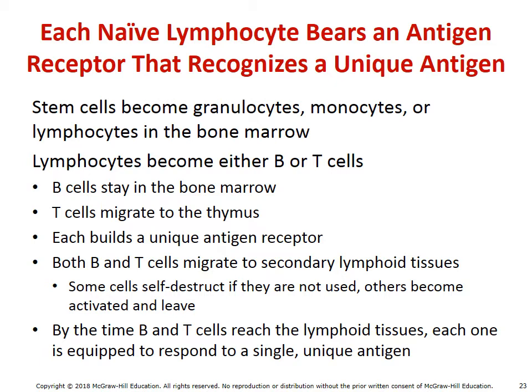Ultimately, though, an important part of this is the maturation process. B cells will stay in the bone marrow, T cells will head to the thymus. And ultimately, each will build a unique antigen receptor. Ultimately, the B and T cells have to again be very specific. Some cells are not going to be allowed to leave, while other cells will be allowed to leave as they've proven that they are effective. So by the time B and T cells reach their lymphoid tissue, each one is equipped to respond to a single unique antigen, and they're ready to find and bind to those antigens.